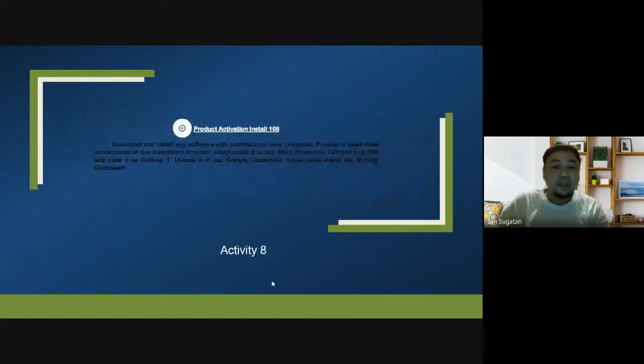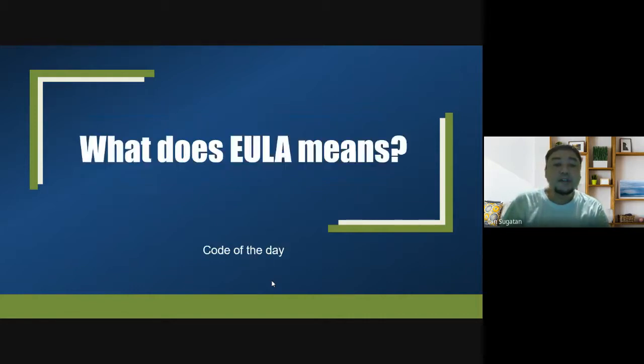For your activity number 8, it's called Product Activation Install 108. What you're going to do is download and install any software with activation on your computer. Provide at least 3 screenshots of the installation process, copy paste them on the word processor, convert it to PDF, and save it as your activity number 8.